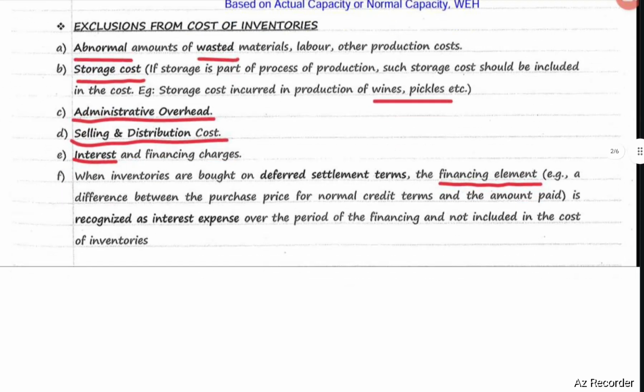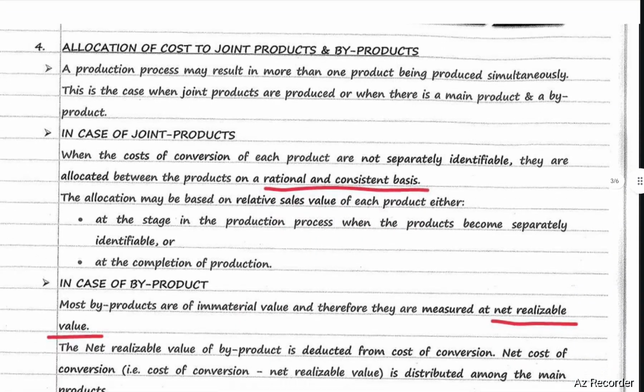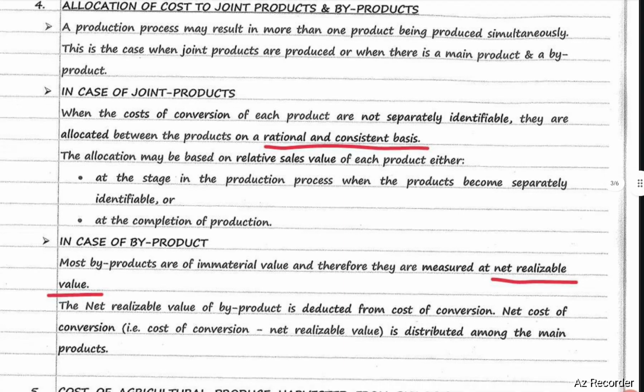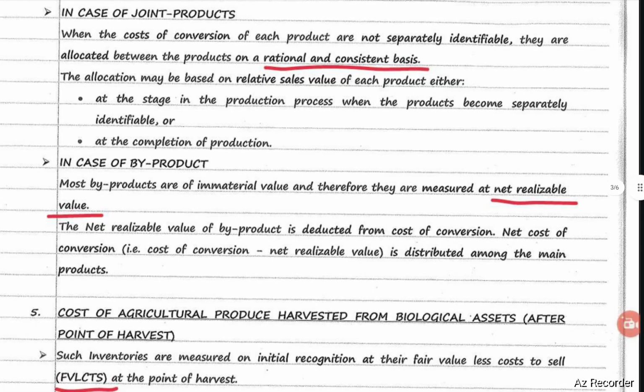Next, allocation of cost to joint products and byproducts. A production process may result in more than one product being produced simultaneously. This is the case when joint products are produced or when there is a main product and a byproduct. In case of joint products, when the costs of conversion of each product are not separately identifiable, they are allocated between the products on a rational and consistent basis.